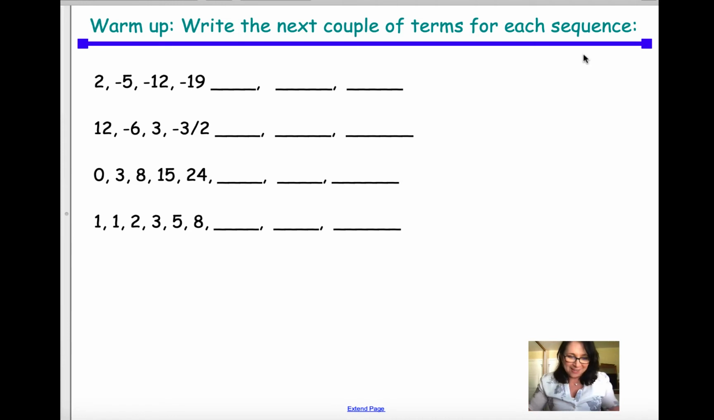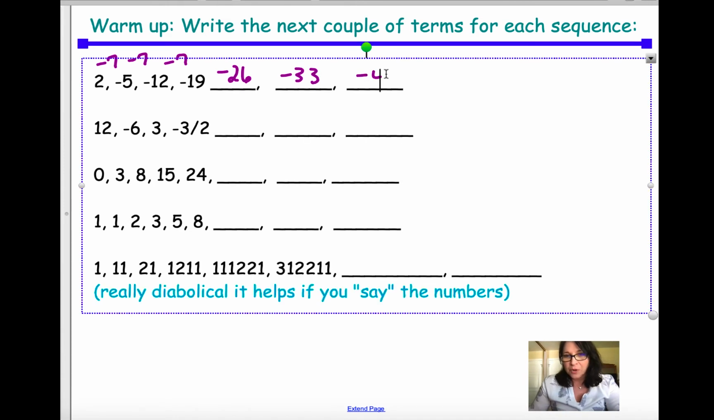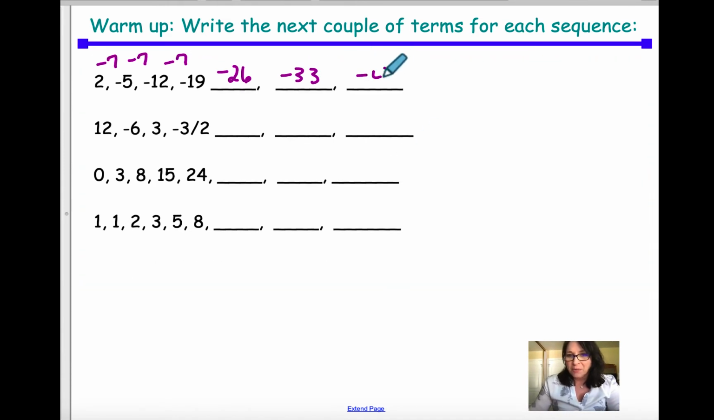So welcome back. For this first one, I would say you're trying to find any kind of pattern that you can so that you can write the next couple of terms for the sequence. For this problem here, it does look like I'm subtracting 7 each time. And so when I'm subtracting 7 each time, my next values are going to be negative 26, negative 33, and then negative 40.